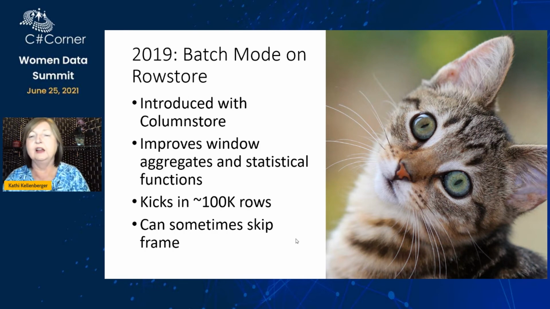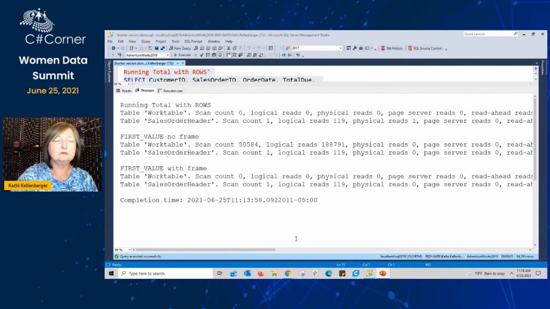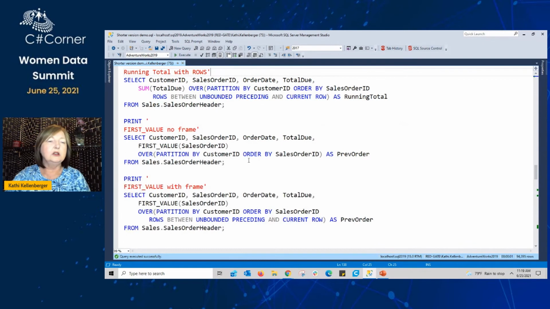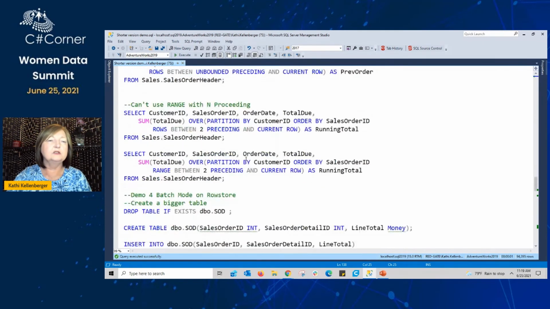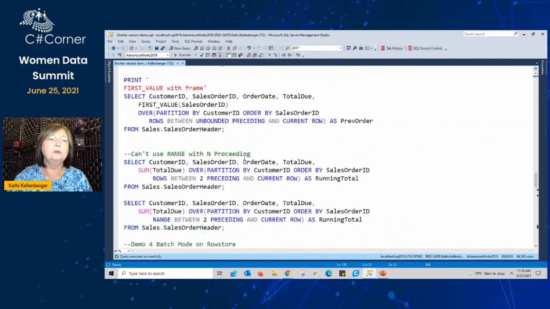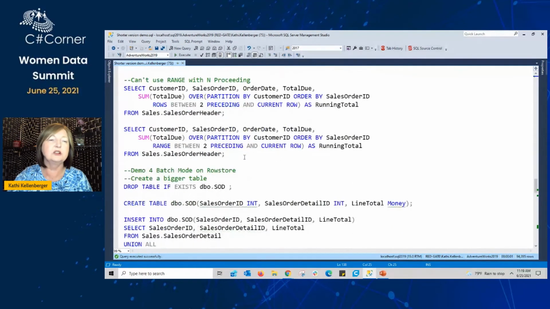I also found that as long as my ORDER BY in my OVER clause was unique, I could skip the frame. I haven't seen anyone else talk about that but me, but it is possible. So what I'm going to do is go back and, oh, you know what? I did not finish the last demo. So let's take a look at that before we move on.